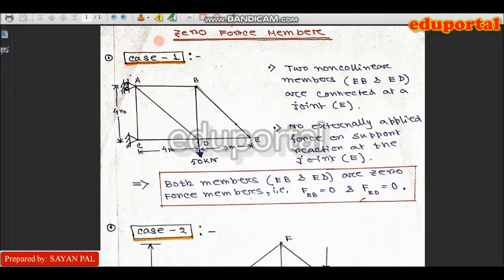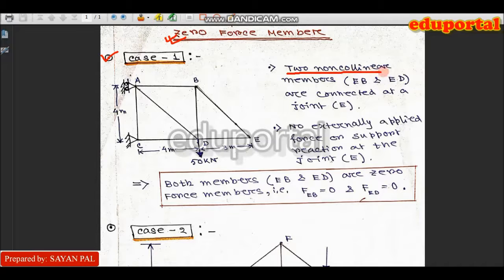In this lecture we will study about zero force member. The concept of zero force member is very essential for the analysis of truss problem. So let's begin the discussion. First, case 1. We will study two cases here. First, case 1, see the truss and now see the conditions.